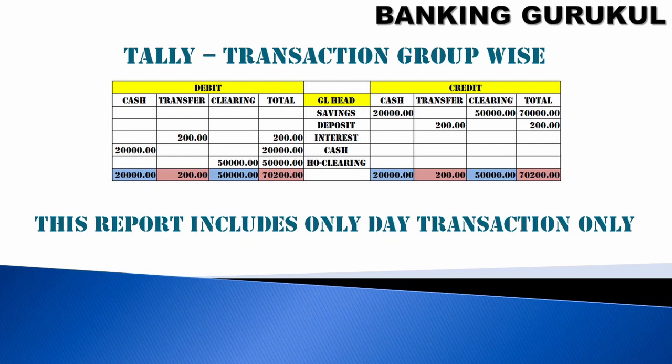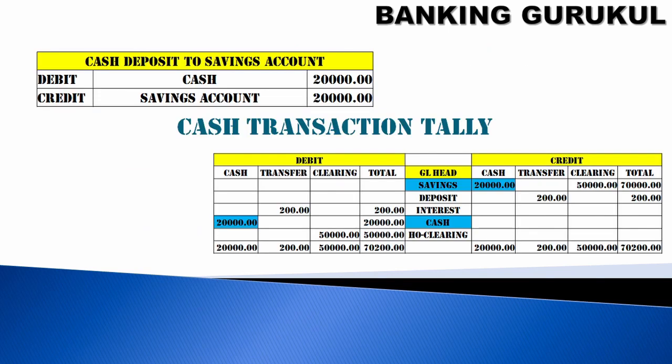This report includes only day transactions, a particular day. If you are tallying for today, this report will be generated for only today. So in daybook we see different transactions tally. In my example you can see the cash transaction tally.